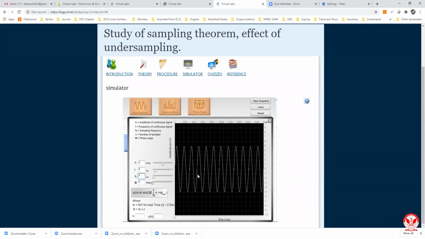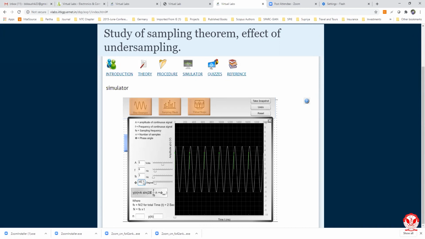This is undersampling. Now again, for simplicity, we are setting the phase angle here to 45. Again, we see that for the whole period, the whole variation, the selected sample cannot represent the whole variation here. So the mathematical expression is here: y[n] = A sin(2π f n / fs). Fs is the sampling frequency, f is the frequency of the given signal, n is the sampling instant, and phi is the phase angle.